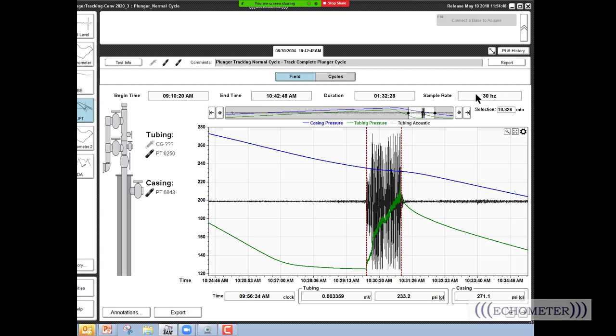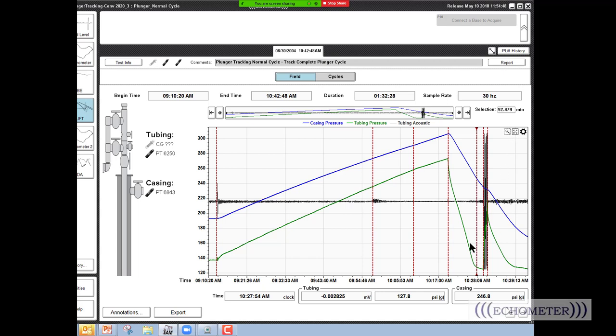I can see the duration of the test in time. I can see my sampling speed. If I click on the graph with my mouse, there'll be a pointer that comes there, and that's the time that I clicked on the graph, and these are the tubing and the casing pressure readings at that time. I can move this line around to whatever I want to examine on the trace. This will zoom the trace out completely to the full screen, back to all 92 minutes of data. And so there's all the data.